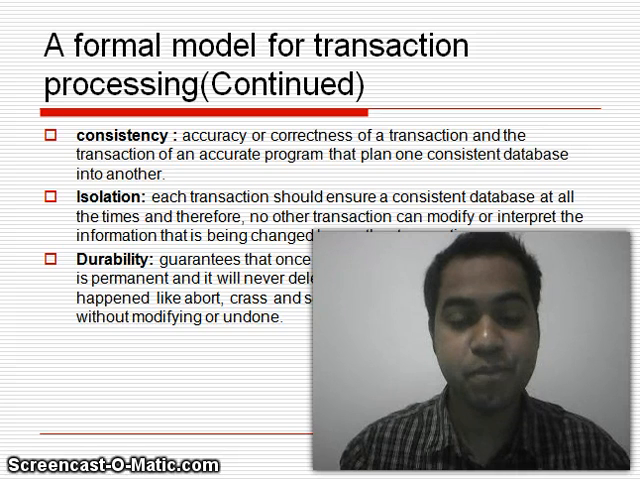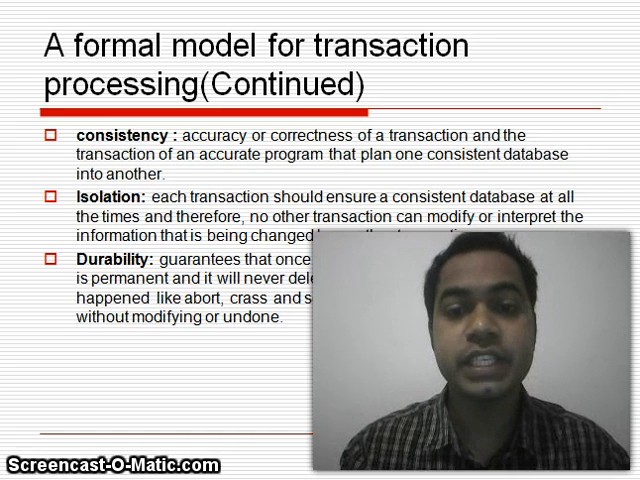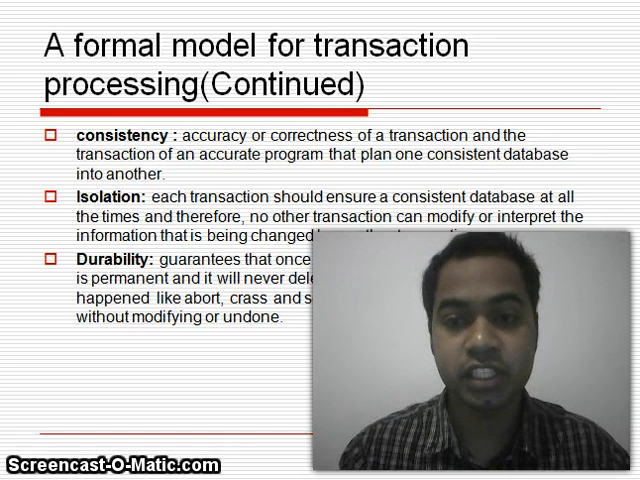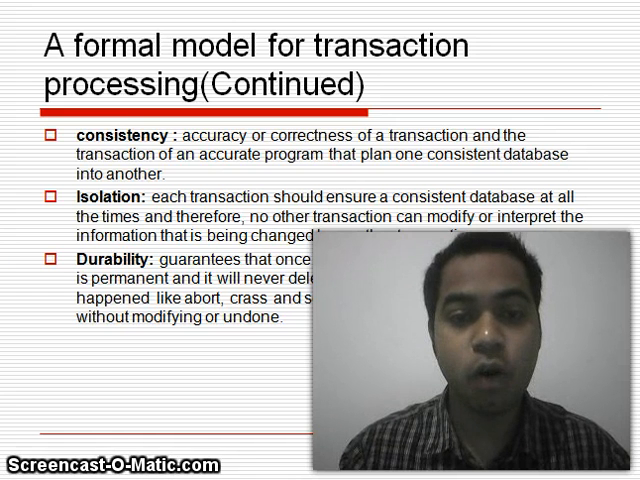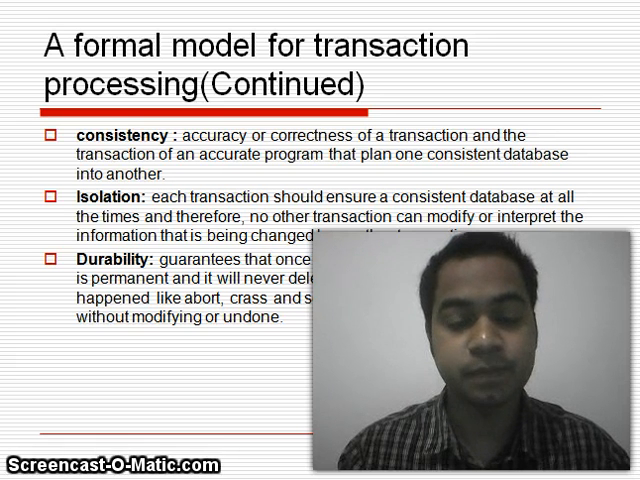Consistency is the main part of a distributed database. It is the accuracy or correctness of a transaction: a transaction is an accurate program that takes a consistent database to another consistent database.